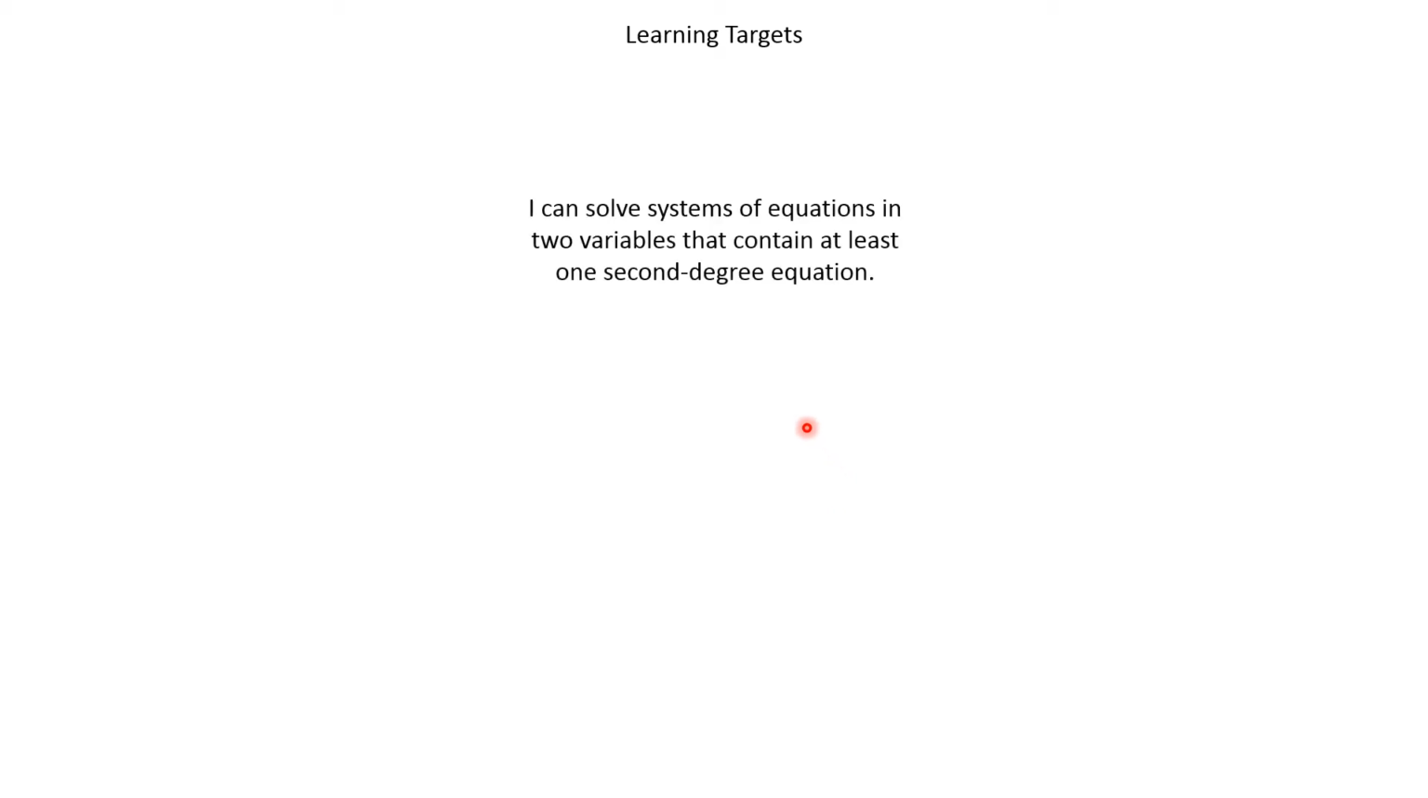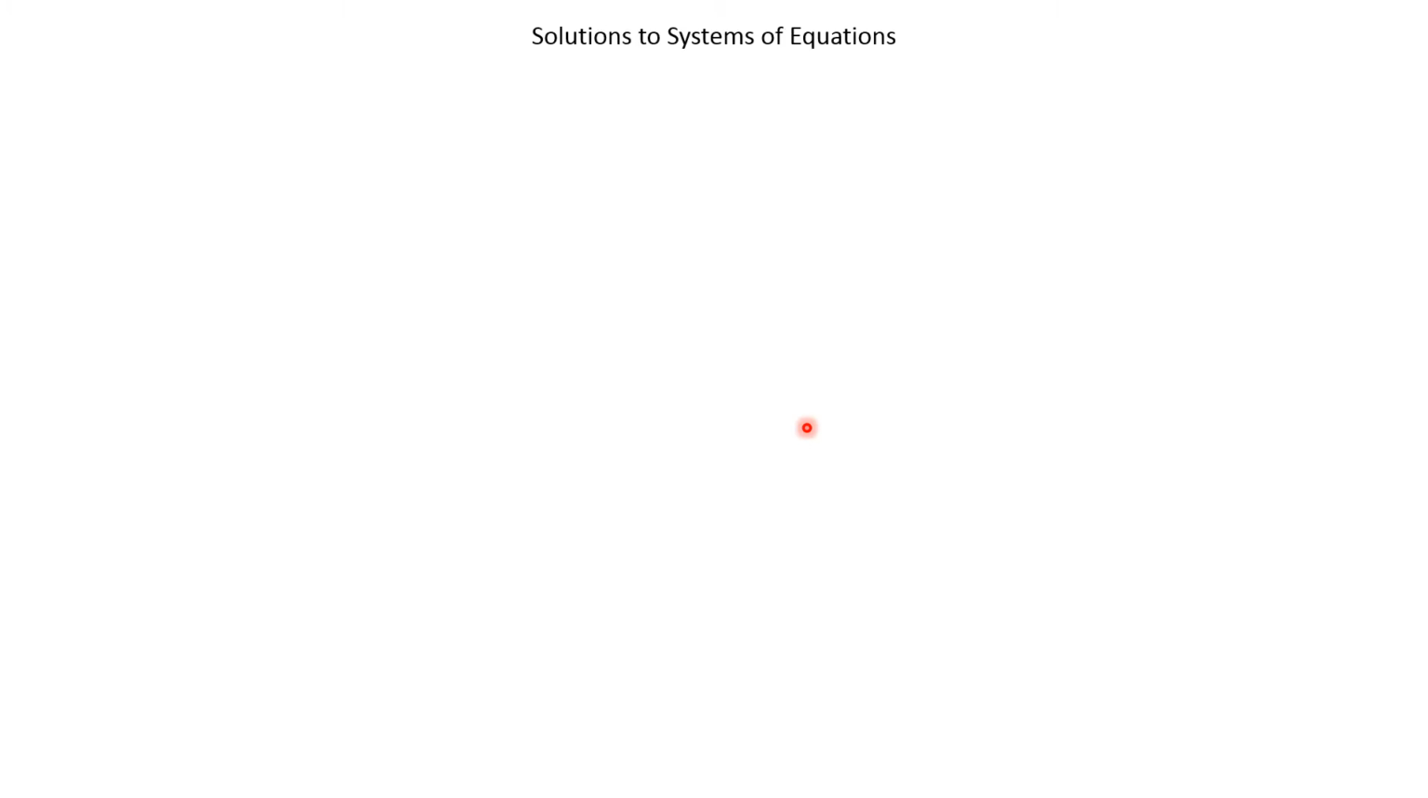So, to start out, let's look at our learning targets. In fact, learning targets, we only actually have one. I can solve systems of equations in two variables that contain at least one second-degree equation. And so we'll have at least one x squared or y squared or both. So before we get to how to solve them, let's look to see about the solutions.